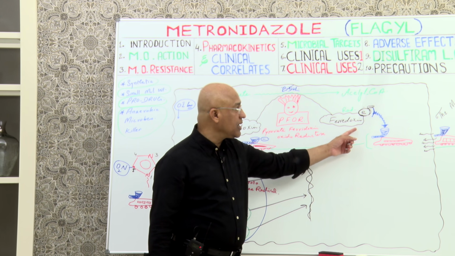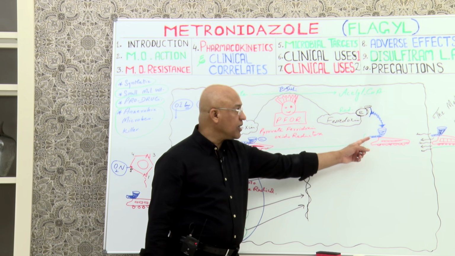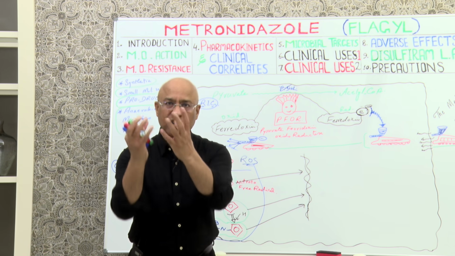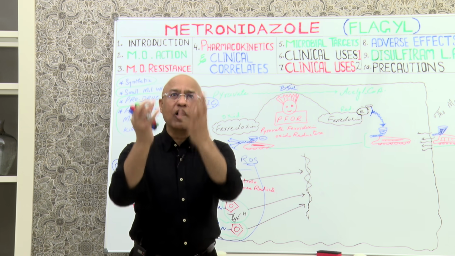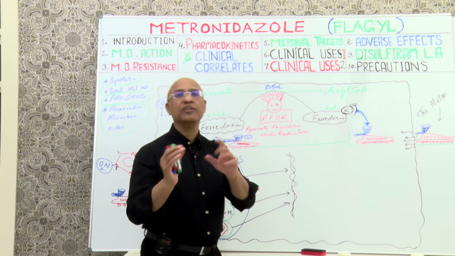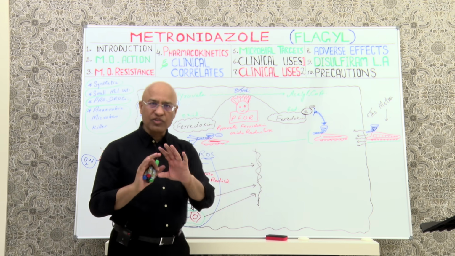And this keeps on giving its electron to the nitro group of metronidazole. This nitro group acts as an electron sink or electron snatcher or electron grabber, and once it has the electron, it becomes highly reactive, right, and damages the cell and kills the cell. So this is clear up to now.